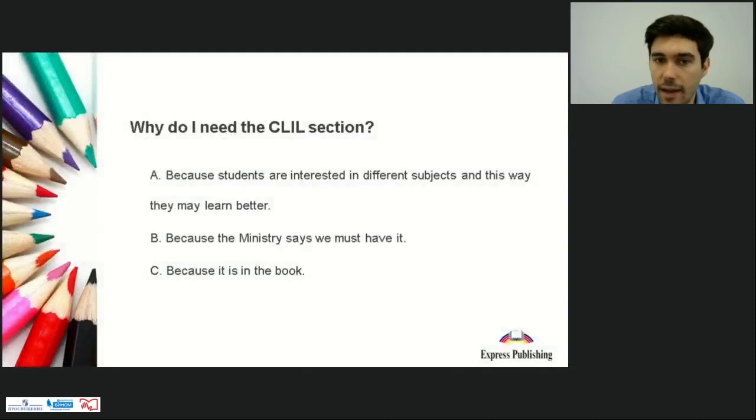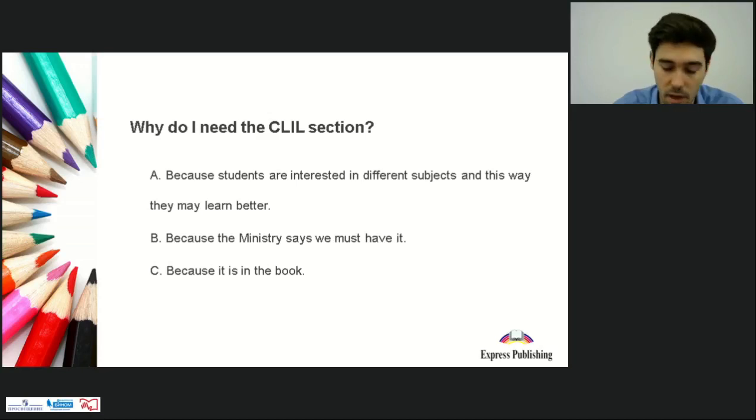Next slide. Why do I need a CLIL section? CLIL, as I'm sure you're aware, so content and language integrated learning. This is studying English using subjects from across the curriculum. So for example, studying English through science or studying English through maths.